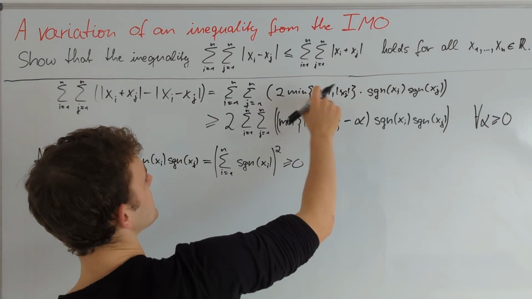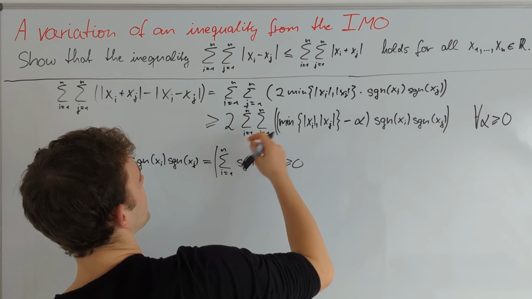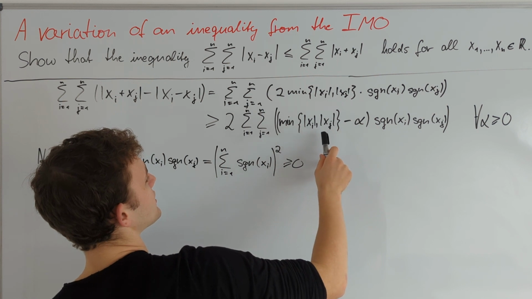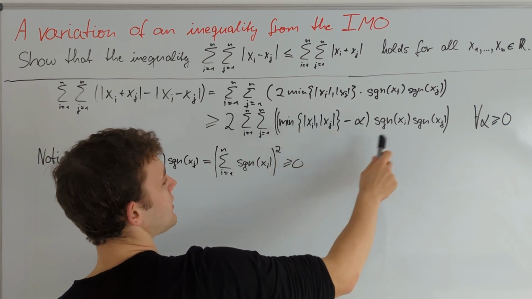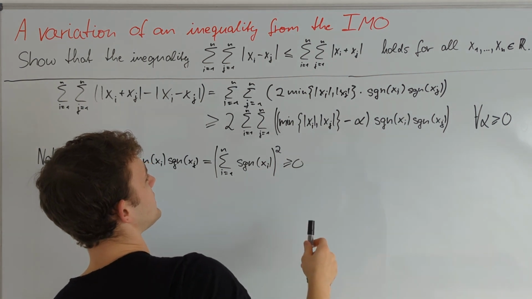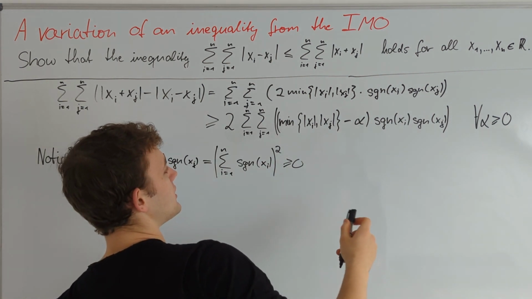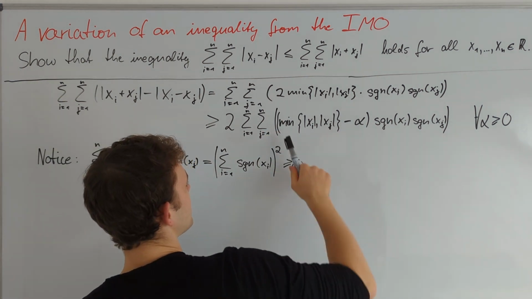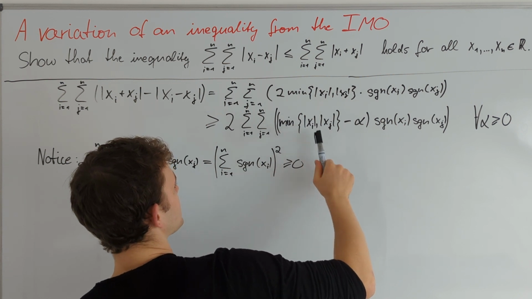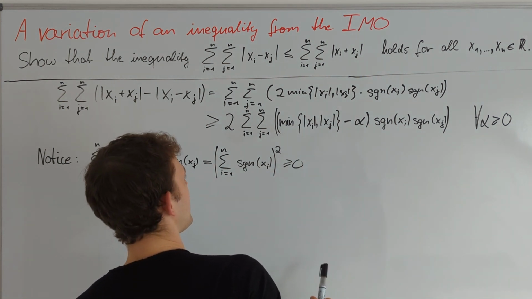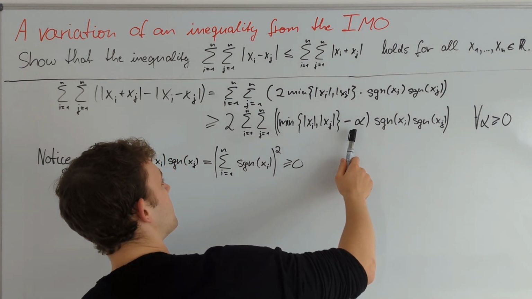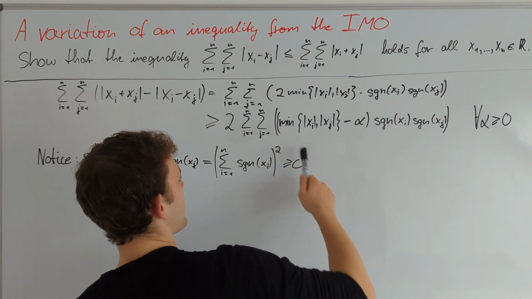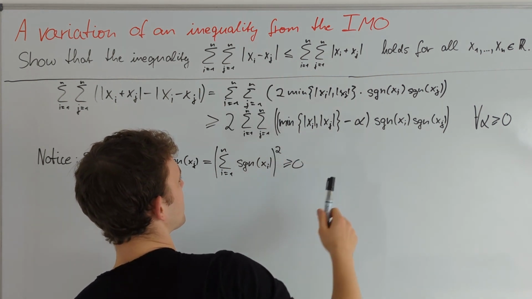So we get that all of this is greater than or equal to 2 times the sum of i and j going from 1 to n of the minimum of absolute value xi and absolute value xj minus some non-negative alpha times signum xi times signum xj. Now we want to make a suitable choice for alpha such that our problem simplifies. Note that many of those minimum of absolute value xi, absolute value xj terms are equal. Therefore, we can set alpha to be equal to one of those terms, namely absolute value of xi for some i, and then we're going to have many weights equal to 0.